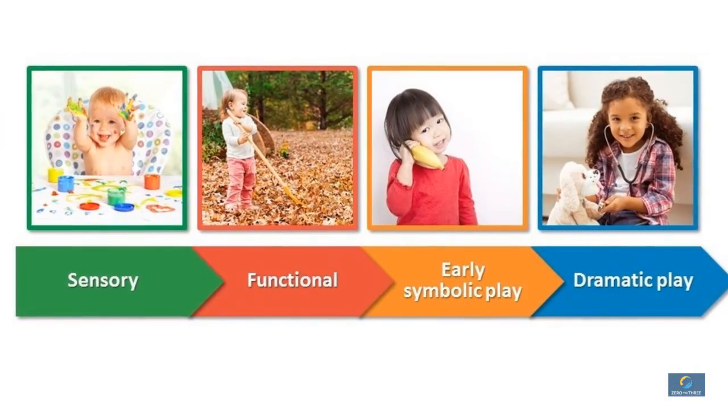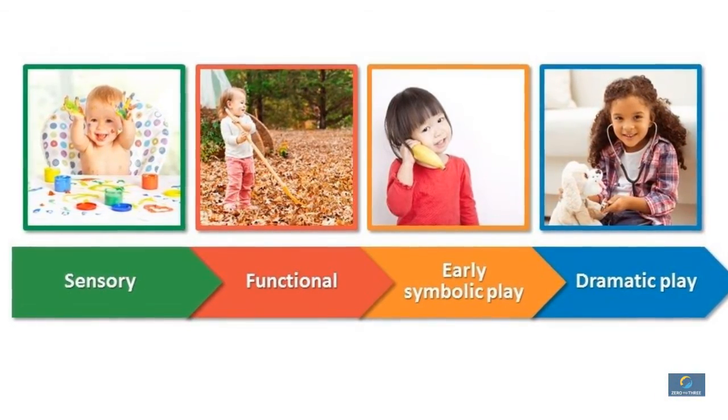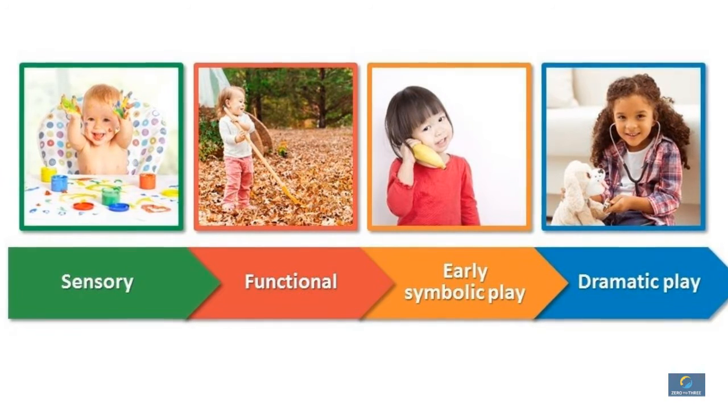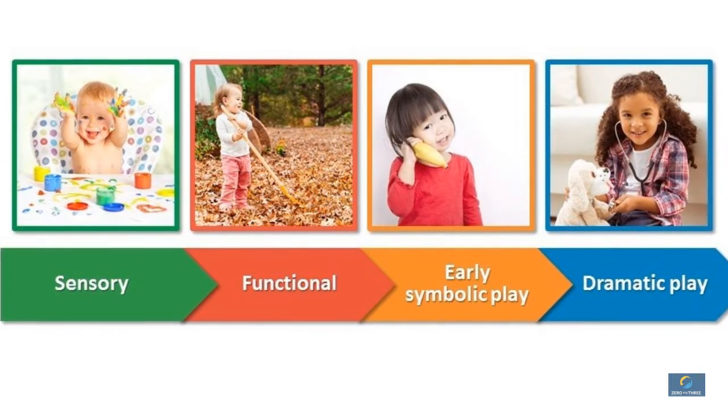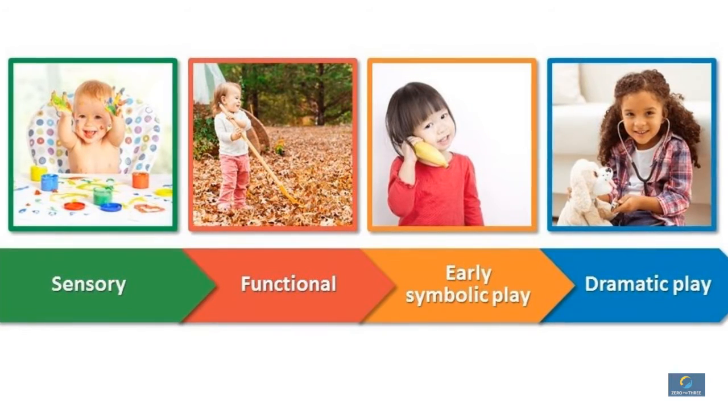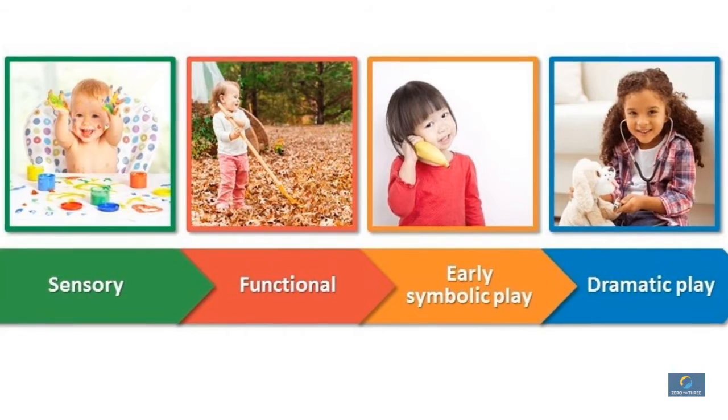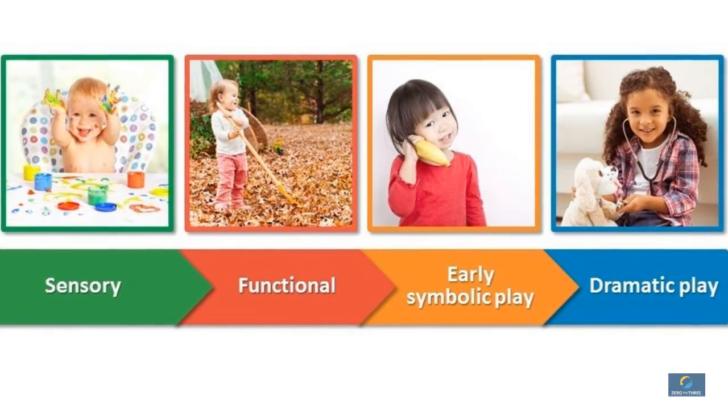Let's go through the stages of play that naturally correspond to children's developmental capacities: sensory play, functional play, early symbolic play, and then dramatic play. Each stage is driven by and at the same time builds a child's growing brain.